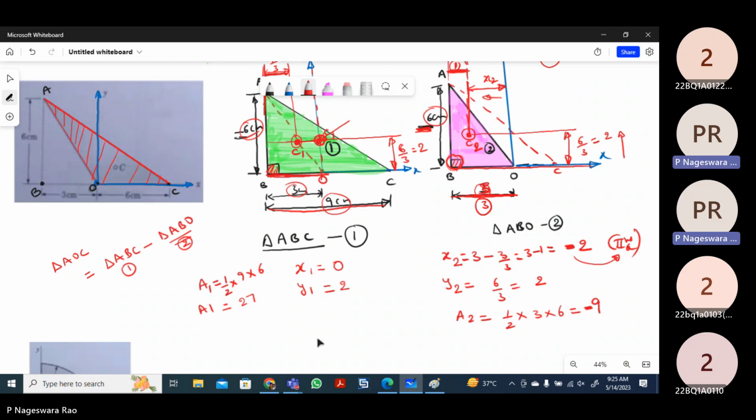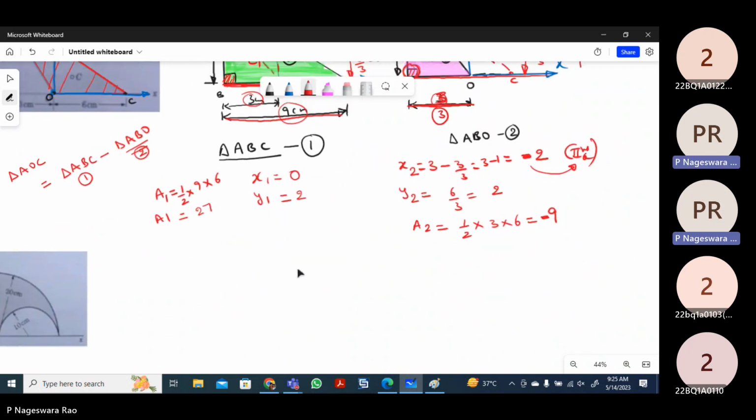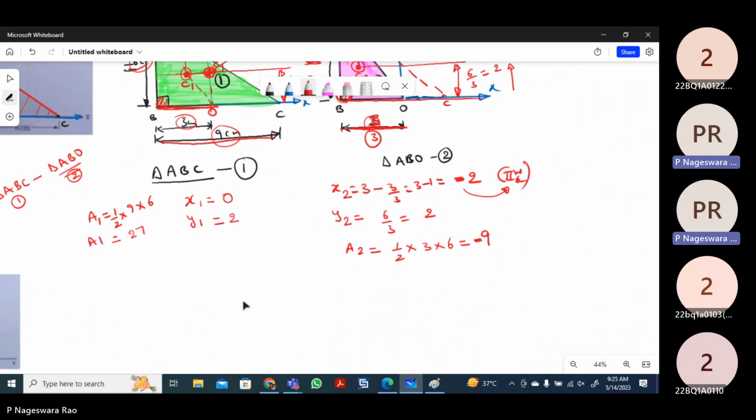Now we have everything: A1, x1, A2, x2. The general centroid formula for the given shaded region is A1 x1 plus A2 x2, divided by A1 plus A2. So it will be equal to: first area 1, 27.